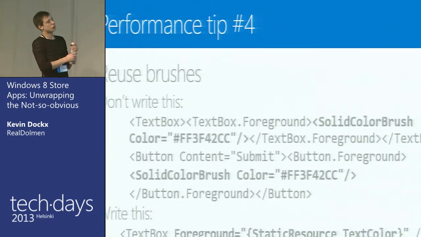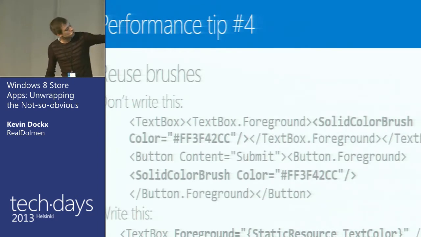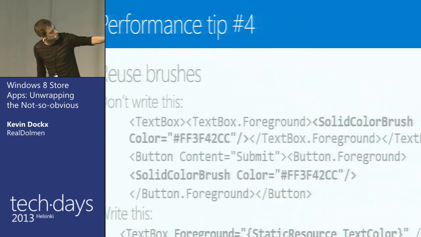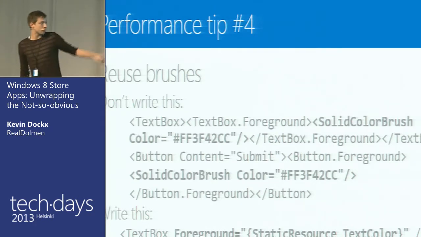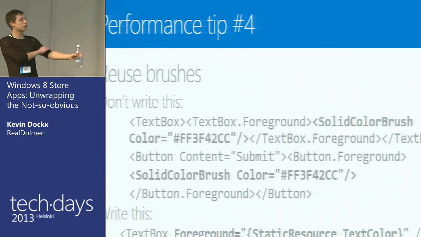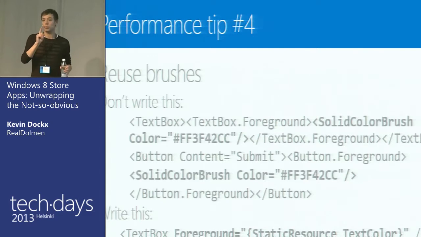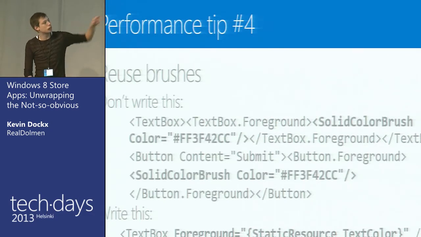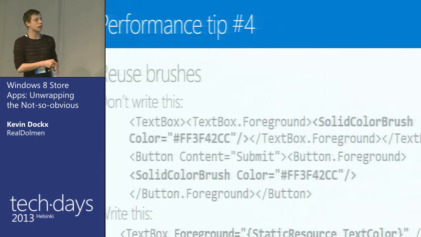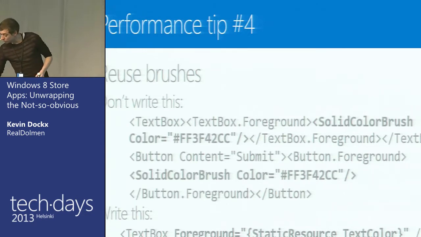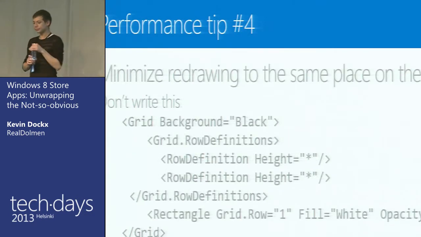Reuse brushes. If you put your brush in a static resource, you can see the text color of the text box foreground is the same as that of the other button. If you put it in a static resource, that is reused. So your XAML parser is smart enough to reuse it. So only 1 instance. If you do not, it has to create 2 brush instances. So again, small things, but they do help.